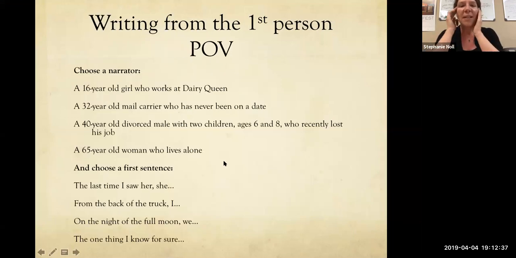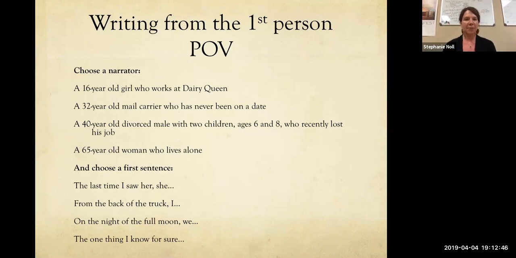So I want to give you the opportunity to spend some time writing from the first person point of view. And I like to do this with all of my classes, like after, we'll have 3 separate 10-minute writing exercises. After we've discussed each point of view, I like to give everybody the opportunity to play around with that point of view.